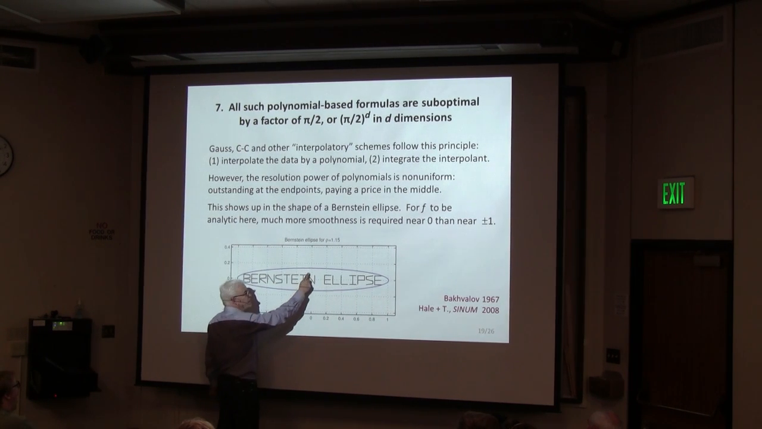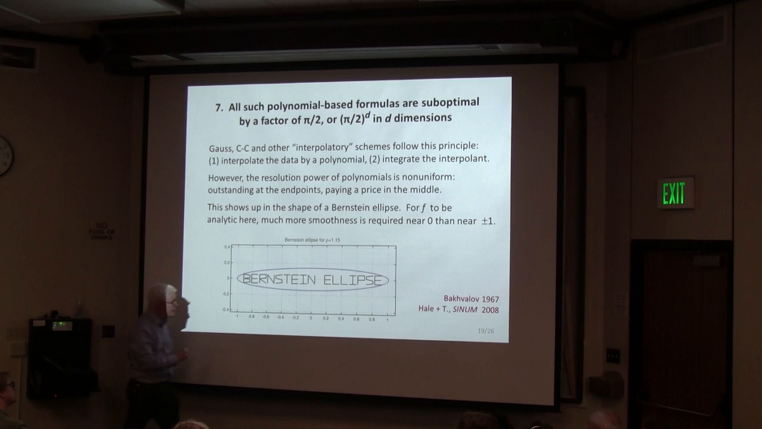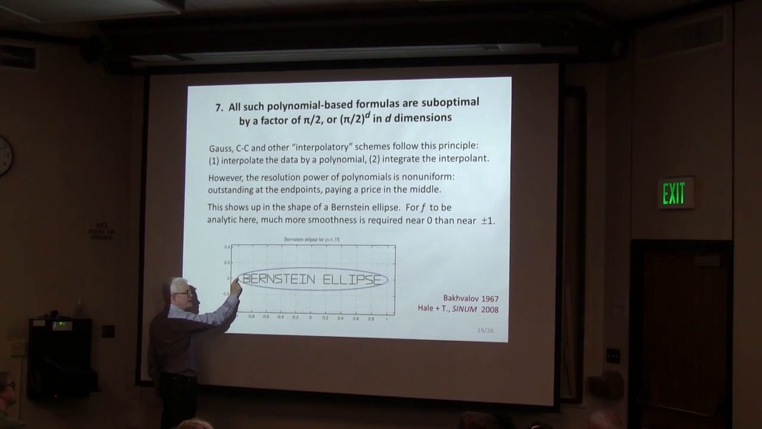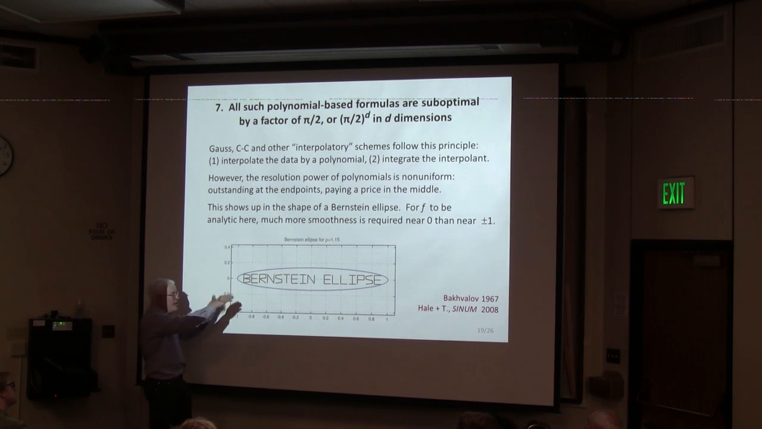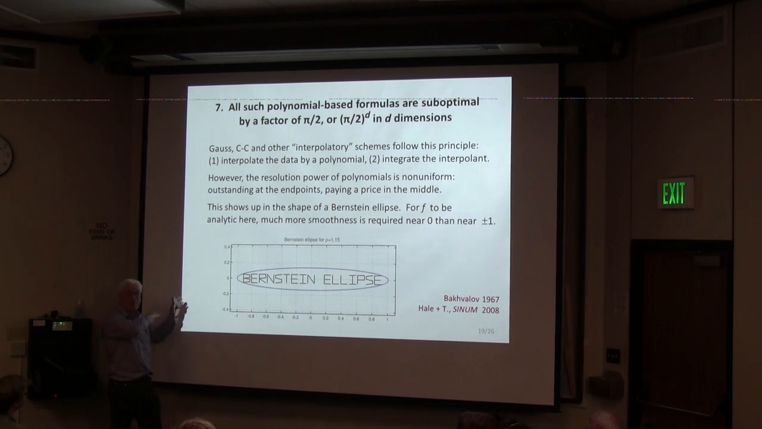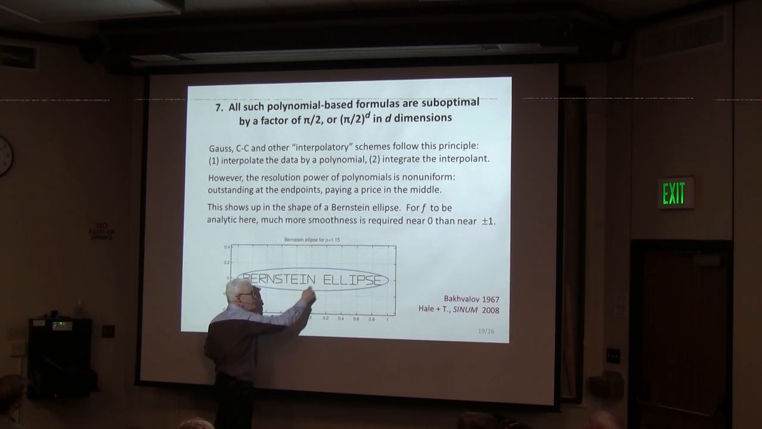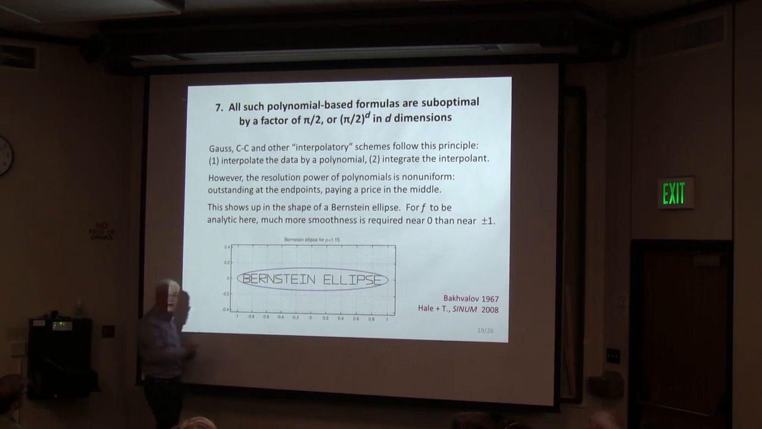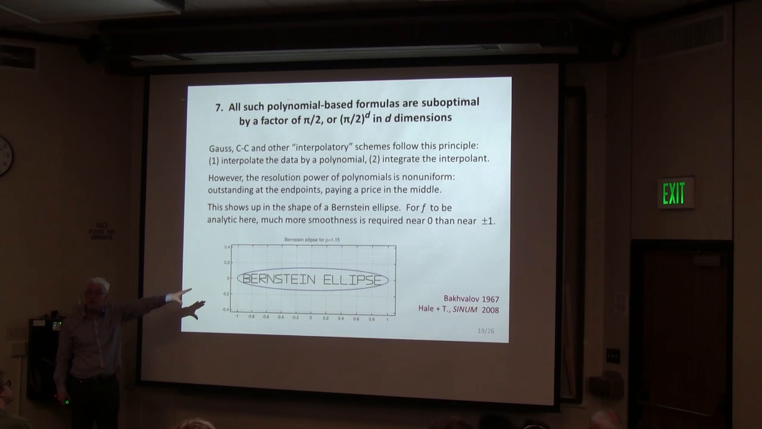At zero, the function has to have a Taylor series that converges in this disk, big radius of convergence. At minus one, it has to have a Taylor series that converges in this disk, microscopic radius of convergence. So analyticity in an ellipse is a completely non-uniform requirement that demands much more smoothness of the function in the middle than near the end. Anything you do with polynomials is implicitly making this kind of assumption of your function.